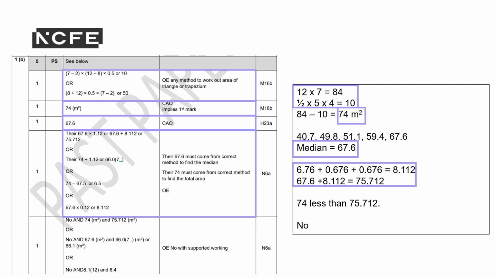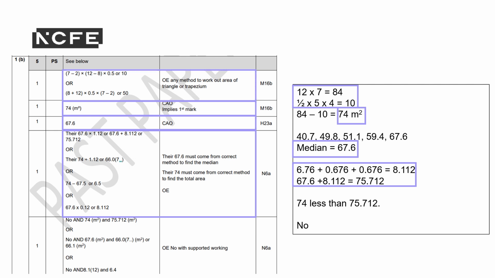But even if we'd made a misstep in our calculations, writing the 6.76 plus 0.676 plus 0.676 would give us a method for increasing the median by 12%, and we would get that. That OE or equivalent shows us that we would get that. So there's lots of different ways that we can have achieved this mark, and thankfully we have achieved it. So that's great. So we've got 4 marks so far.